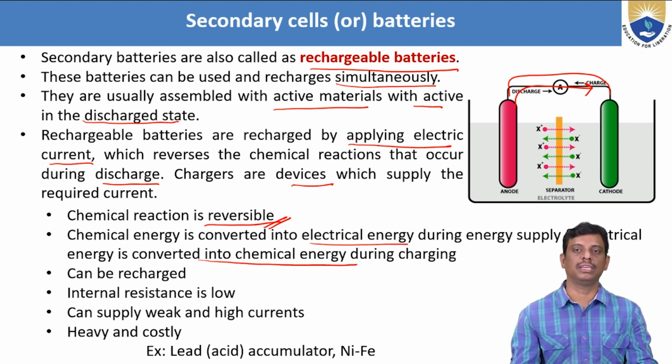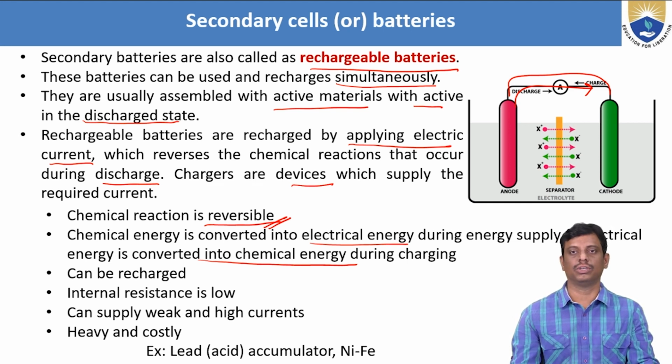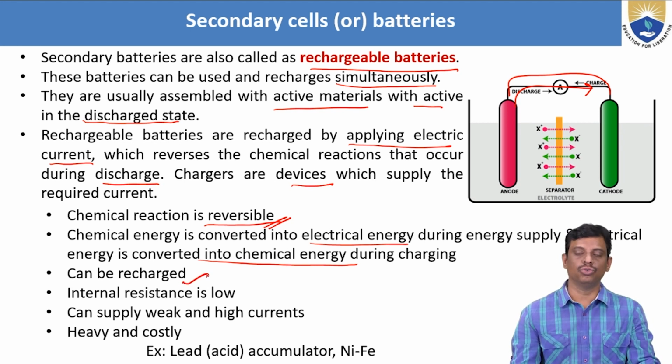So simultaneously, it's going to convert chemical energy to electrical energy. Chemical energy is going to electrical energy, and electrical energy is going to convert to chemical energy. Due to the presence of charging and discharging time, it can be recharged. Due to that reason, we can use this battery a number of times after usage, by recharging.